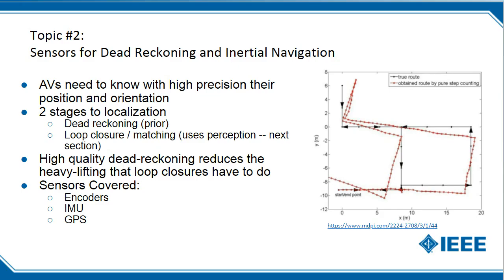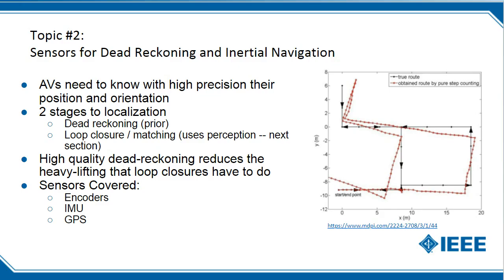Now, you're not always going to be right, so then you want to do some sort of loop closure or matching. You use sensors that look at the outside world to confirm that you have indeed gone as far as you think you've gone. You can imagine dead reckoning would be similar to closing your eyes, taking a few steps forward, and then opening your eyes. You probably had a pretty good idea of how far you traveled, but you could confirm that when you opened your eyes. High quality dead reckoning does reduce the requirements that loop closing has to do. If you have really good dead reckoning, then the adjustments that you have to make in your loop closure are much smaller, so you can get away with less compute there.